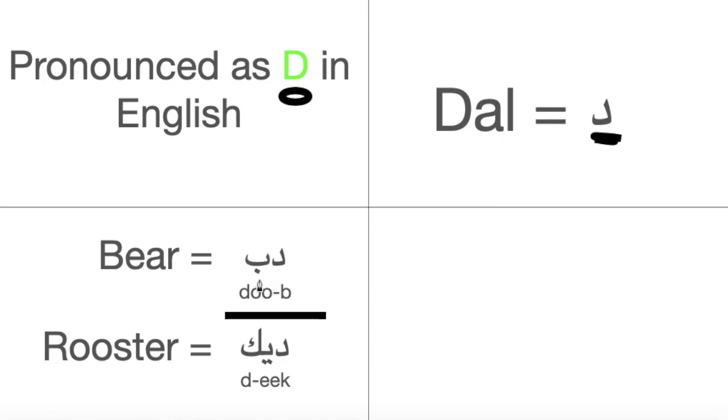You remember we talked about Bih before? Dal, Bih, Dob. The second word is Deek. Deek means rooster. Dal, Ye, Kaf. Deek.